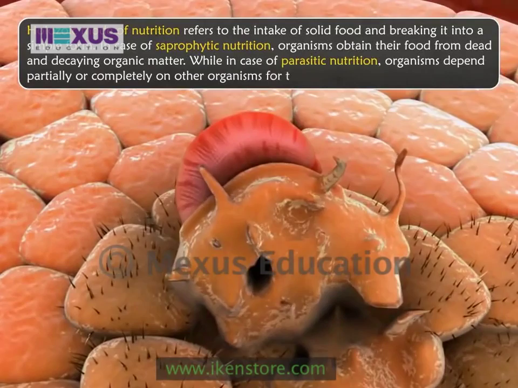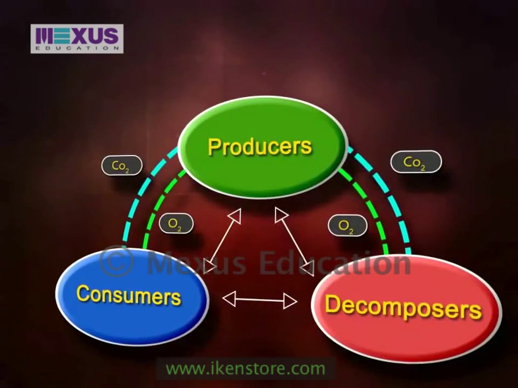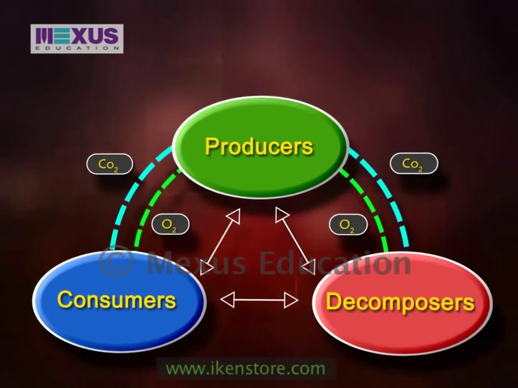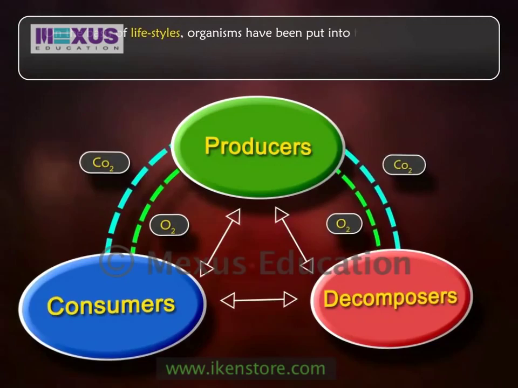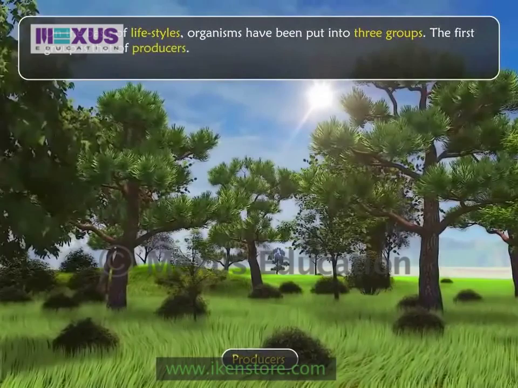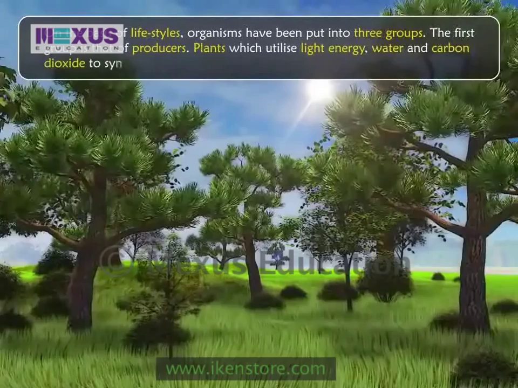The fourth factor that was considered while making this five kingdom system is the lifestyle. On the basis of the lifestyles, organisms have been put into three groups. The first group is that of producers. Plants which utilize light energy, water, and carbon dioxide to synthesize their organic food are producers.